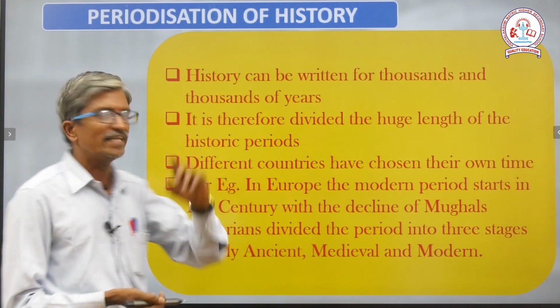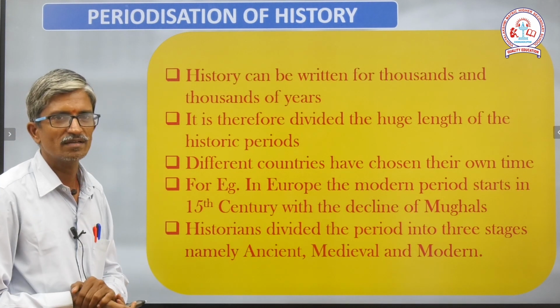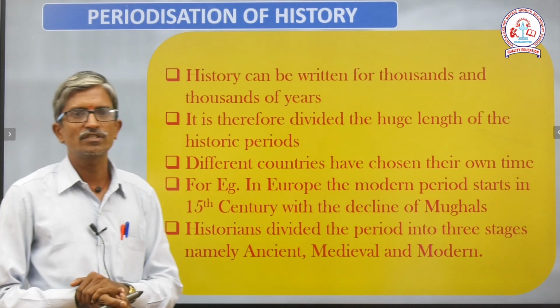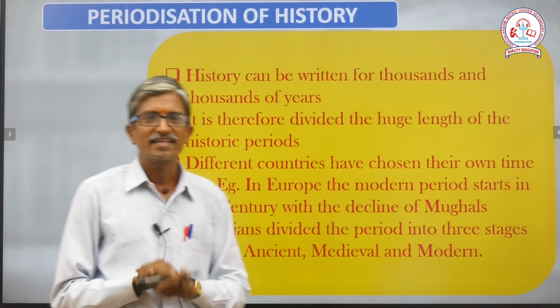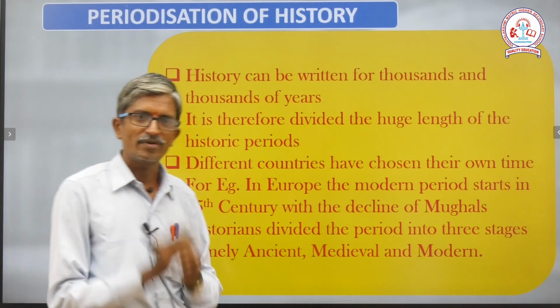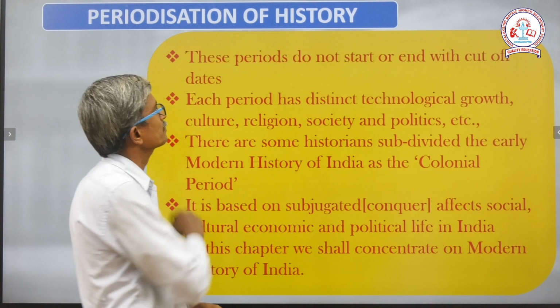Next, historians divide the period into 3 stages. It is one of the important questions, a book back question. Easily, as a GK question also, we can remember it. Namely, ancient, medieval and modern. Early time, medieval time and the modern time, that is the present time.